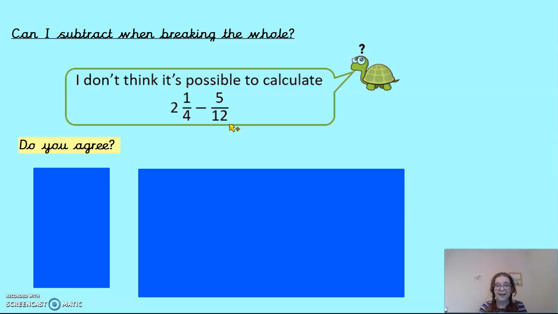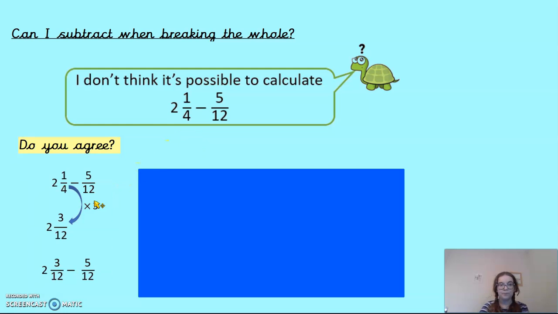Well, just like when we're taking away in whole numbers, we absolutely can, especially when you think about the fact that this isn't 1/4 take away 5/12. It's 2 wholes and 1/4 take away 5/12. So let's have a look at how we can work this out.